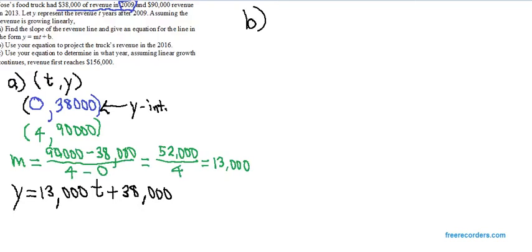Part B says, use your equation to project the truck's revenue in the year 2016. Well, 2016 is how many years after 2009? Well, it's 7. So that's telling us that t equals 7. It says project the revenue. It wants us to find revenue. Revenue is y. So it wants us to find y when t is 7.